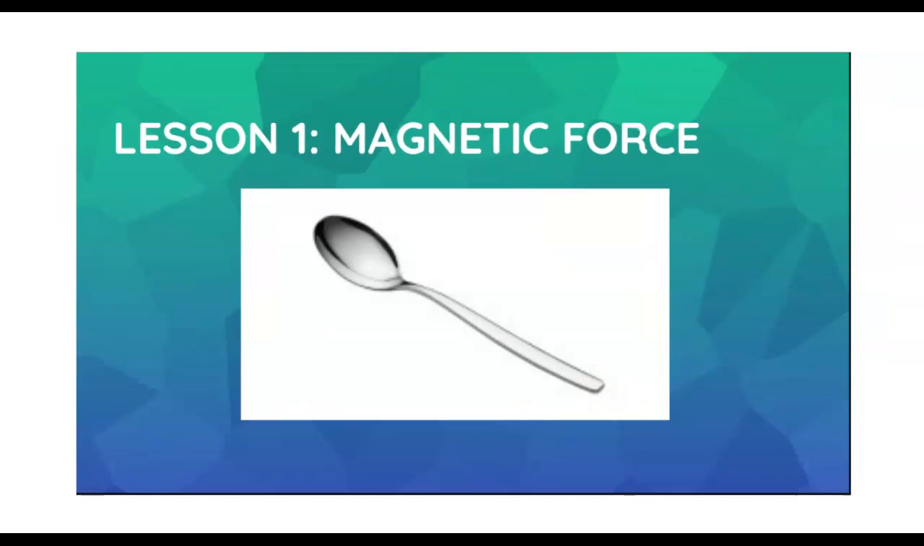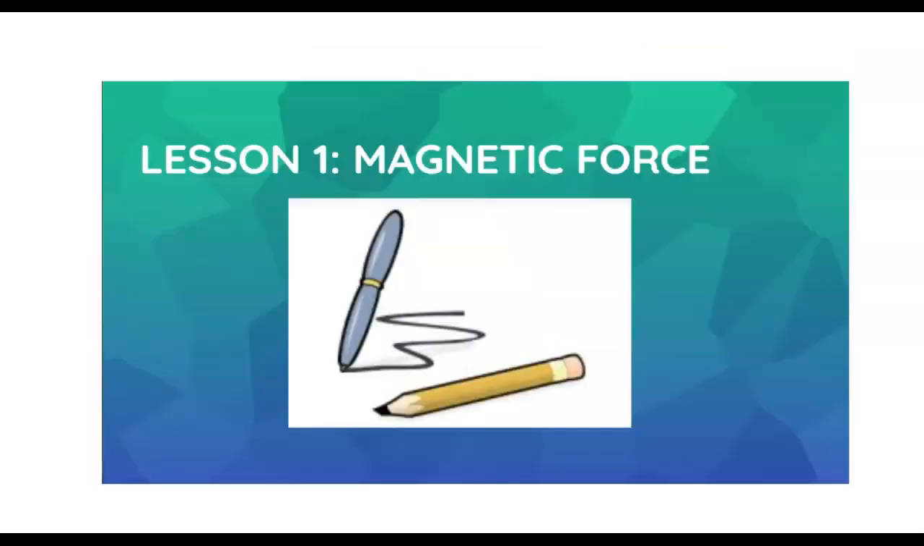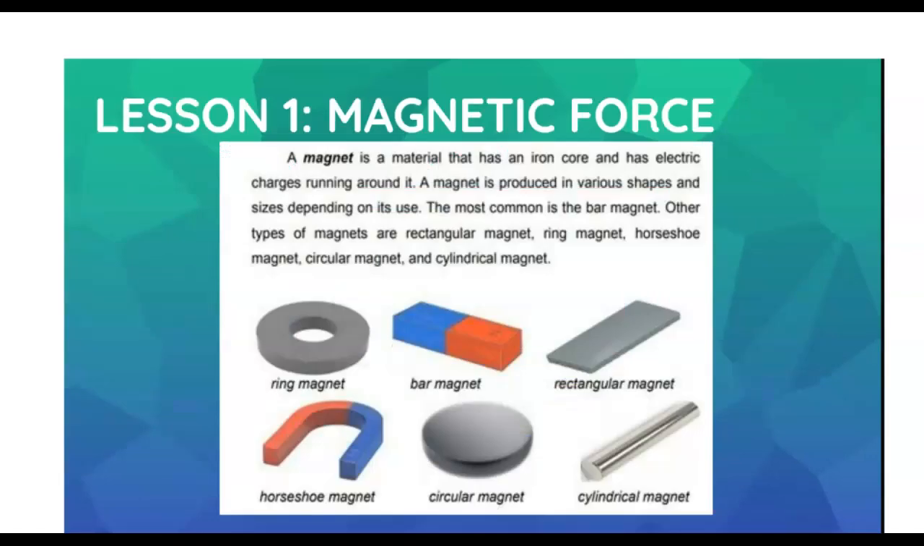Number 2, yes, very good. It is a magnetic thing. Number 3, very good. It is a non-magnetic thing. Very good. How about this? Very good. These are non-magnetic things.